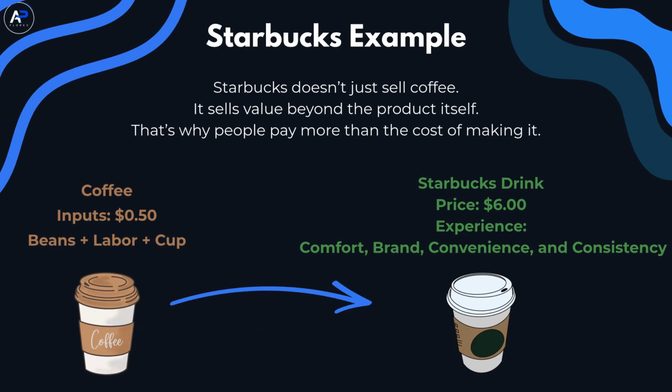Let's look at Starbucks. From a purely functional perspective, Starbucks sells coffee, but millions of people are willing to pay several dollars more than they would at home. Why? Because Starbucks isn't only selling coffee. It's selling convenience, a consistent experience, comfortable stores, recognizable branding, and customization. Customers aren't paying for beans and water, they're paying for everything surrounding the product. And that's an excellent example of value creation in the business world.